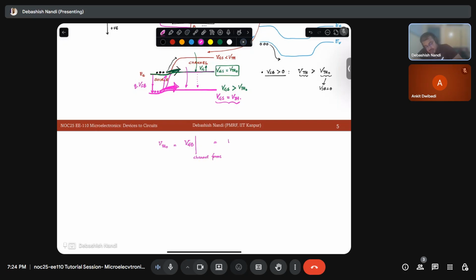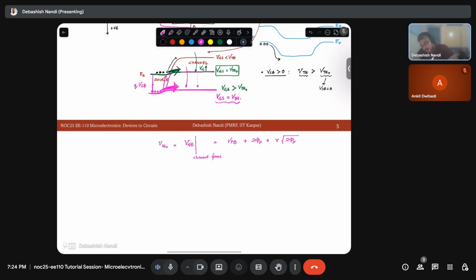So there are these components, right? VFB plus you have this 2 phi f plus gamma root over 2 phi f. Okay. This is what is actually happening.